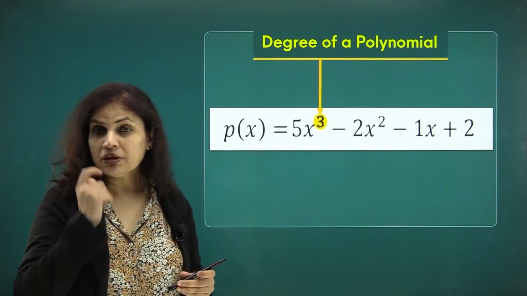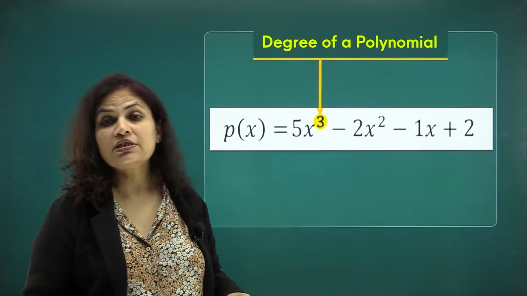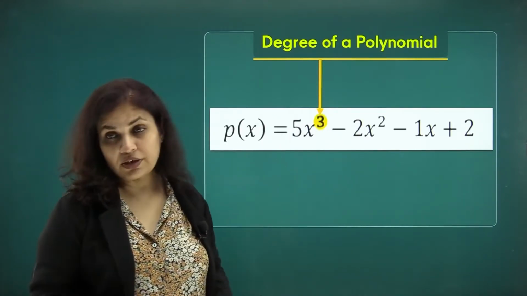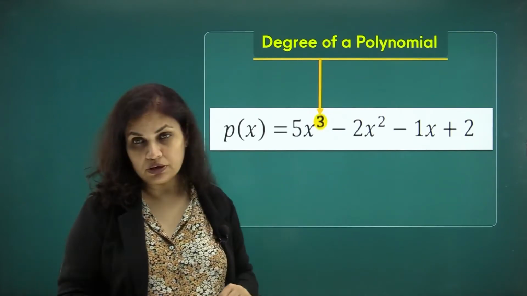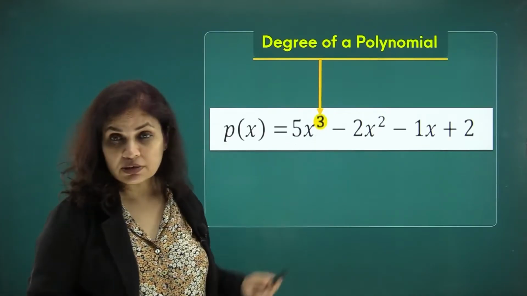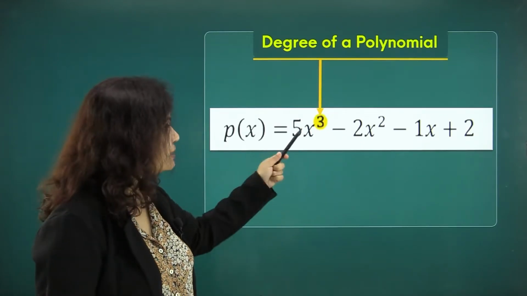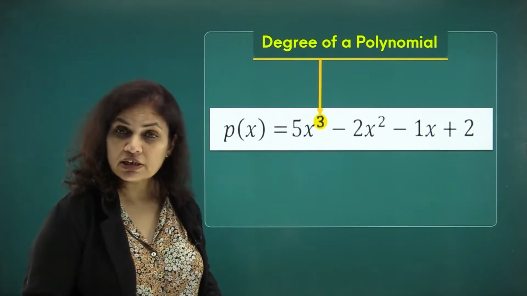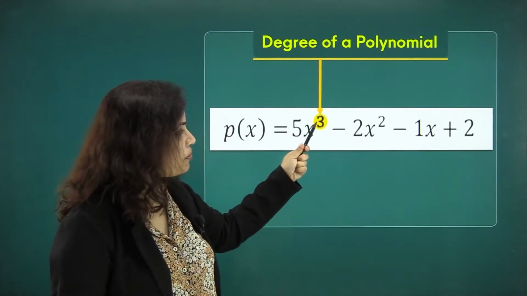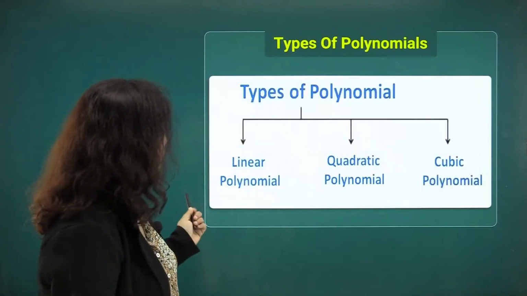Degree of a polynomial, as I told you, any polynomial is written in decreasing power of the variable, and among all the terms in a polynomial, if we have to determine the degree, we have to look at the highest power of the variable. The highest power of the variable determines the degree of the polynomial. As we can see in this example, here the highest power of x is 3. So, the degree of the polynomial is 3.